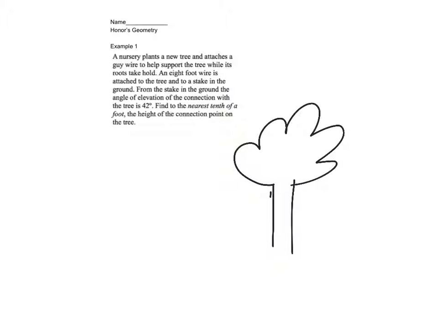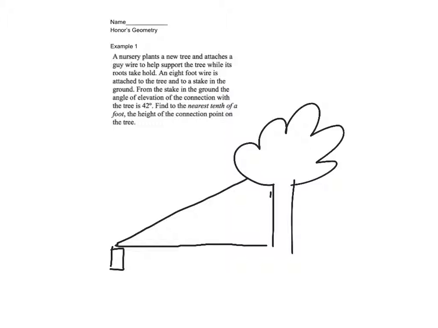And you'll see that it does not need to be anything pretty, but it just needs to get the point of what you're doing. So we have a tree. We have a wire hooked to it coming down to the ground. And there's a stake in the ground. And so I'm going to start out with this picture.